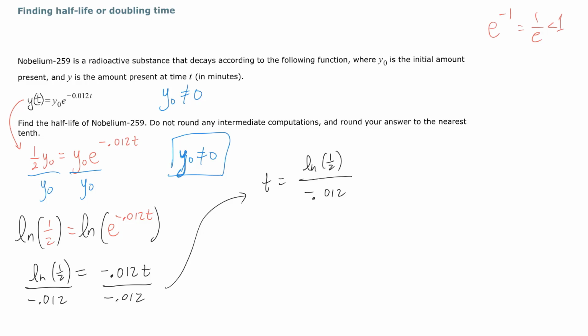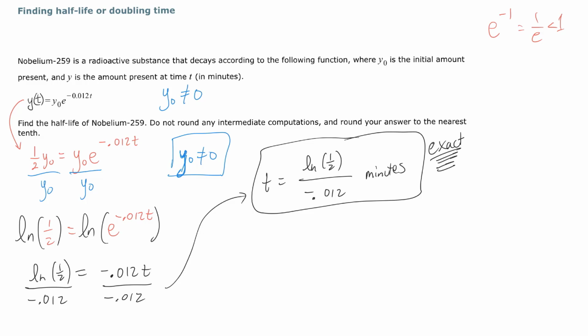This I am going to circle anyway, or box. This is going to be measured in minutes. This is the exact answer. It's very important to find the exact answer and show how you get it, because in mathematics, we tend to look for the exact answer before we even approximate.